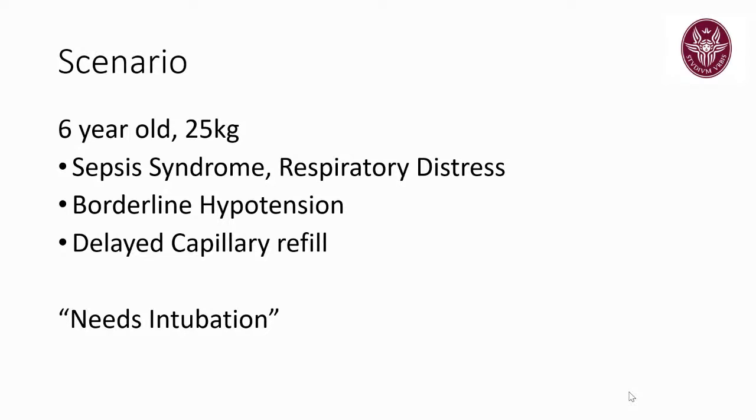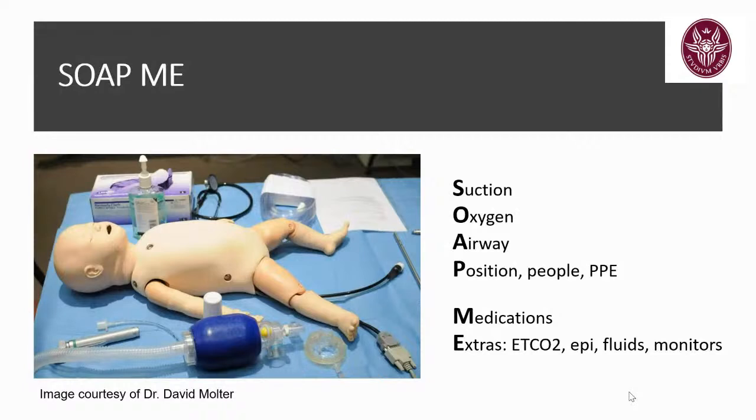So let's think about a 6-year-old, 25-kilo child who has sepsis syndrome, respiratory distress, borderline hypotension, delayed capillary refill, and this child is evolving, they're getting sicker and sicker, and you determine that they need intubation, that they are a combination of respiratory failure and shock, and to be able to support them, you want to take away their work of breathing, and so you decide to intubate.